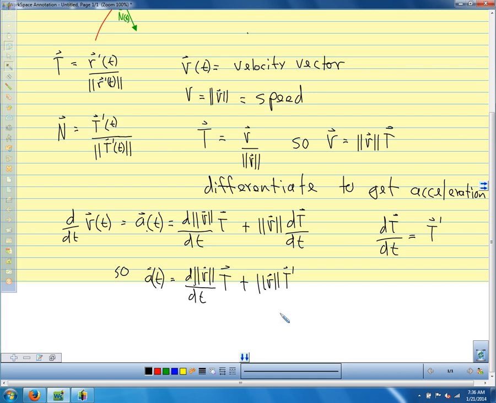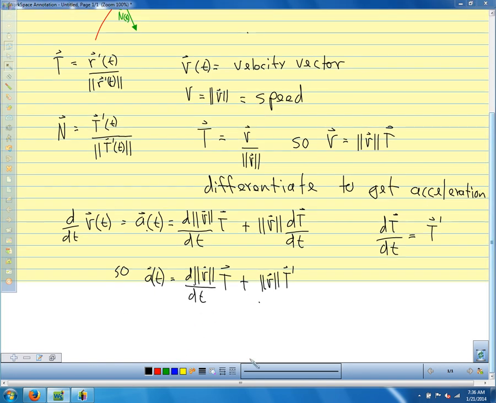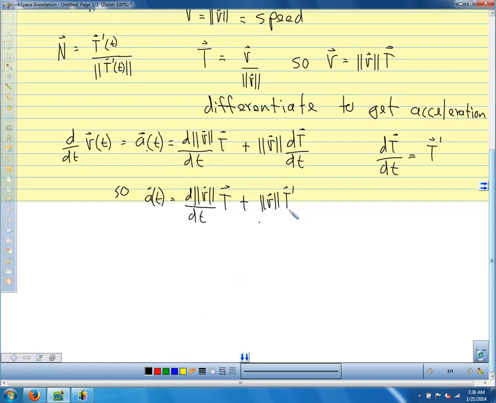And T prime is related to our principal unit normal vector. So let's rewrite. Now I'm going to multiply here by a convenient form of 1, so I can write this expression in terms of our principal unit normal vector. So I'm going to multiply this part by the magnitude of T prime over the magnitude of T prime. So we want to write this in terms of our principal unit normal vector.